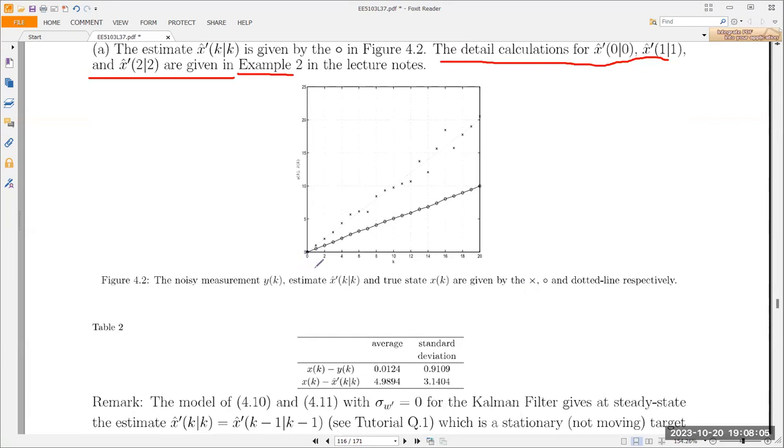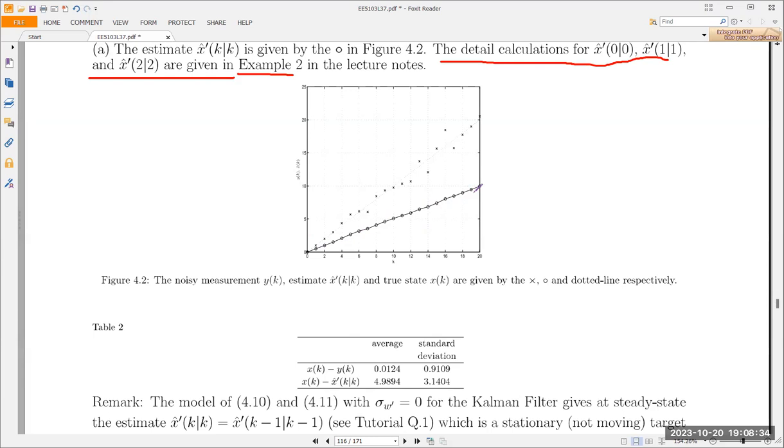The dotted line here would be the true state X. The crosses are the measurement Y, which you use inside your Kalman filter, your MATLAB. All right. But because you use the wrong model, your X hat that you estimate is this one.